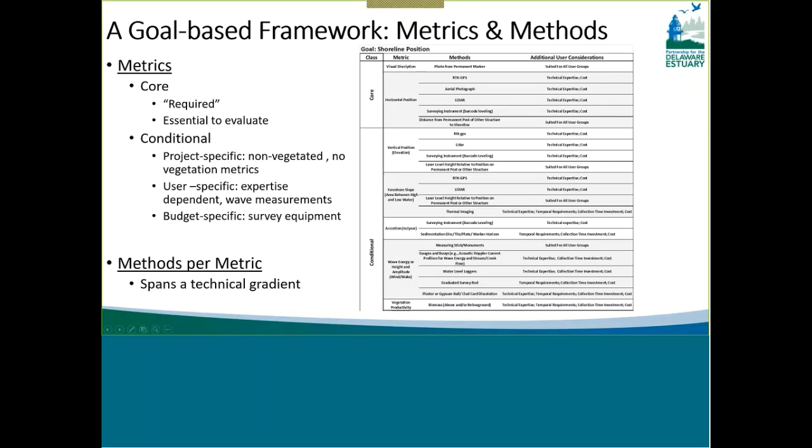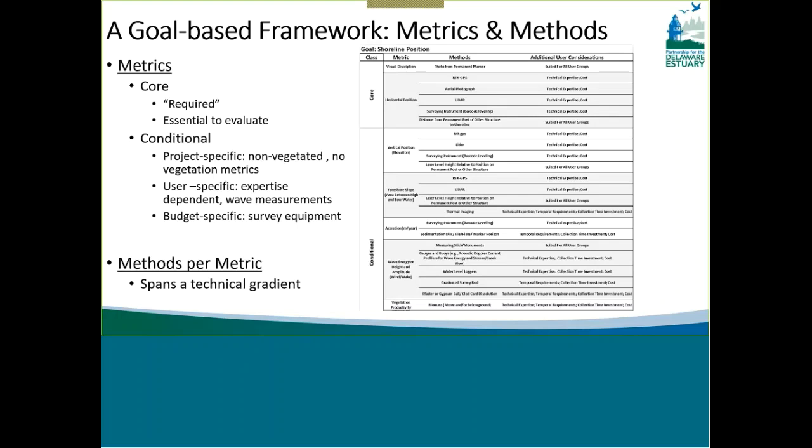So for example, in shoreline position, the second one down here is the horizontal position of your marsh edge. Well, if shoreline position is your goal, its horizontal position is always going to be relevant. But then there's conditional metrics, and these can be project specific, depending on what your goals are, what your shoreline looks like, what sort of habitat it's in, and really what you're trying to accomplish there.